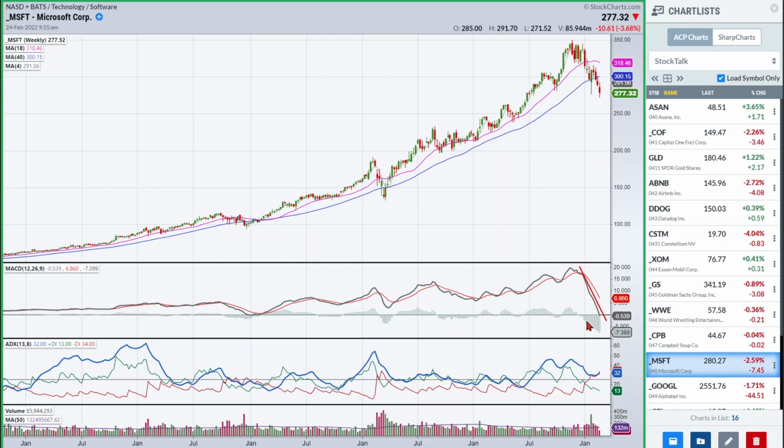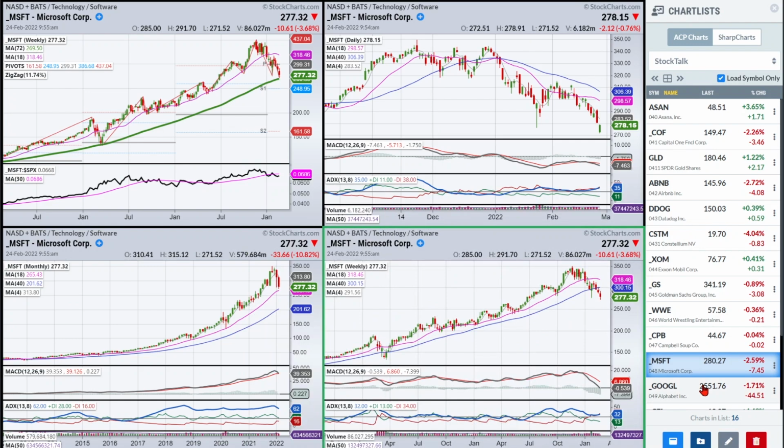I definitely don't necessarily just want to jump in because this is hitting the zero line in this situation. So we want to see this stabilize, maybe get down a little bit closer to the 18-month line.